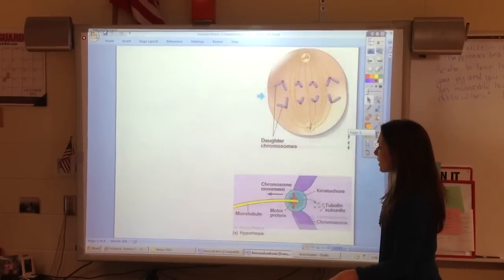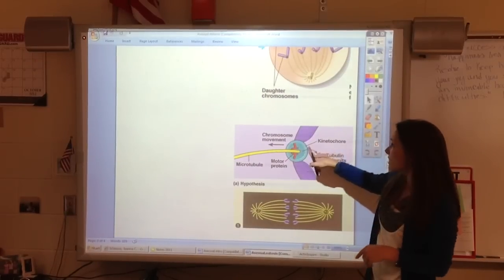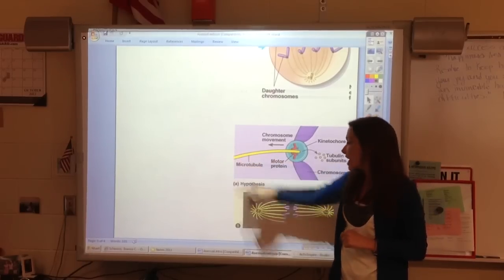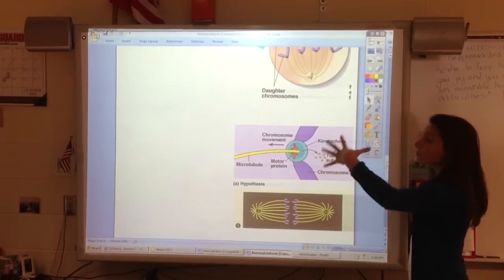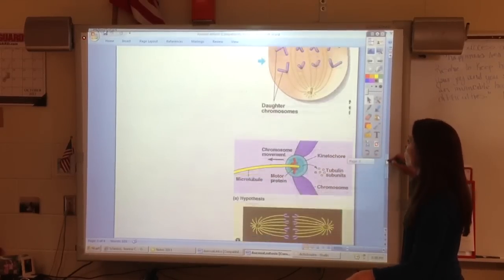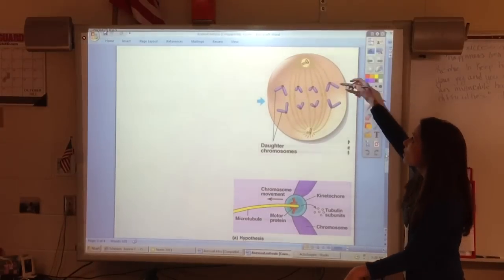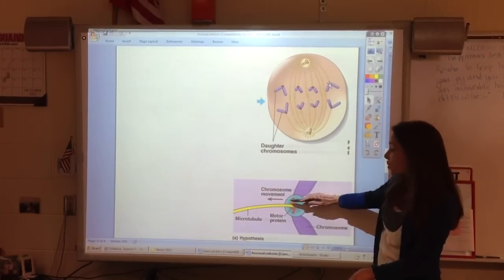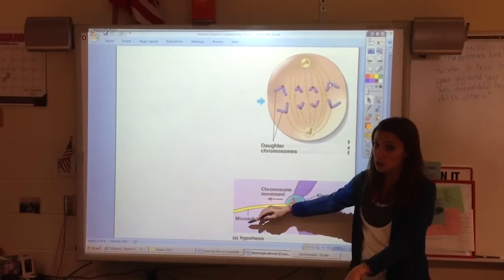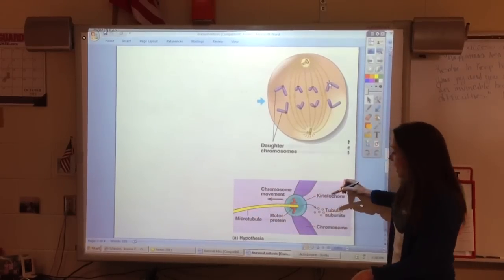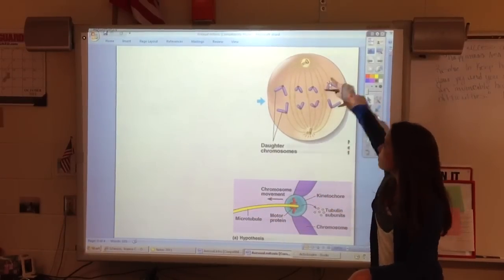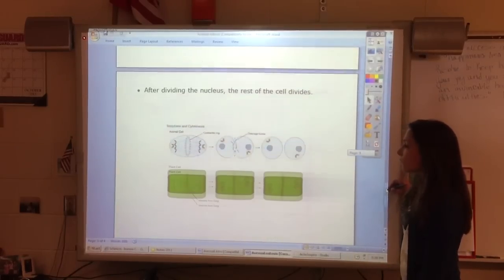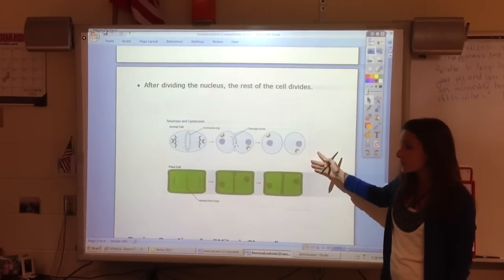And then real quickly, I'm just going to throw in that the kinetochore actually digests the microtubule, and that is what pulls them apart. So during anaphase, the kinetochore protein will digest the microtubule or cytoskeleton, and as it digests it, it's pulling apart those copies. The final thing is cytokinesis, the division of the cytoplasm.